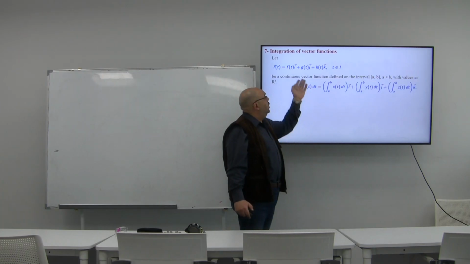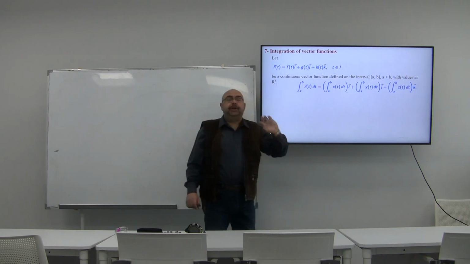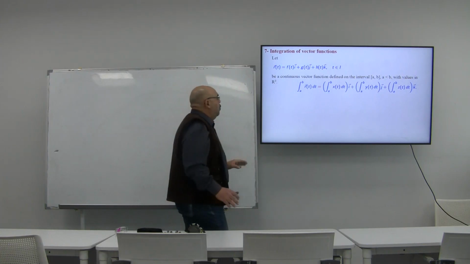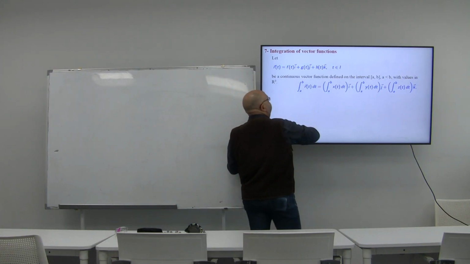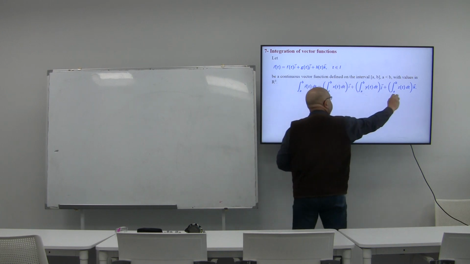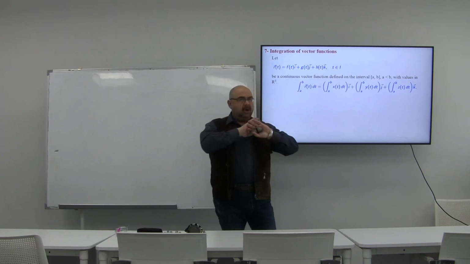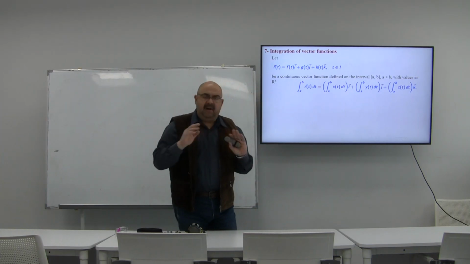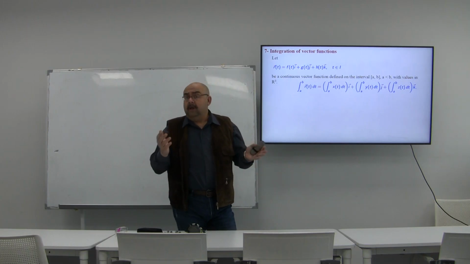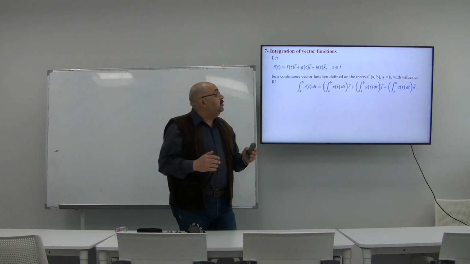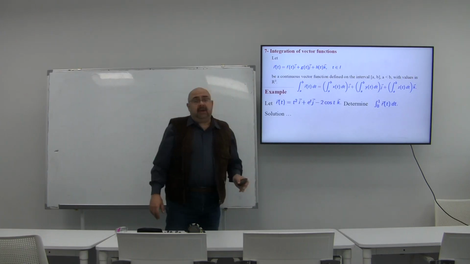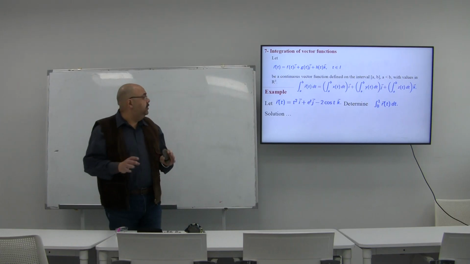Integrating r means you will integrate the components in the direction of i, j, and k. So I will start integrating f of t with respect to t and so on. This is the x component, the y component, and of course the z component. Then after you do your definite integration, all you have to do is substitute by the integration limits, and voila, you have your result.